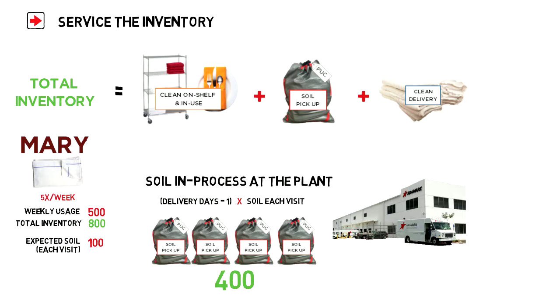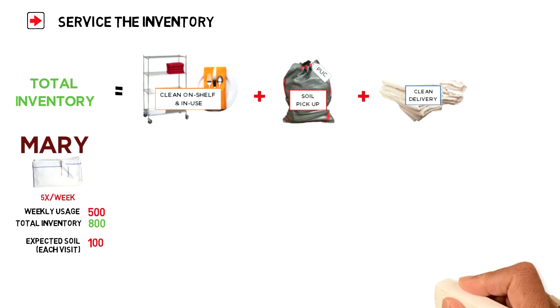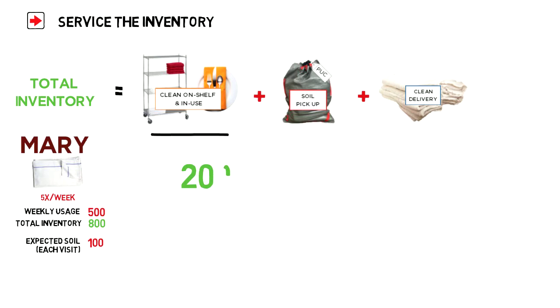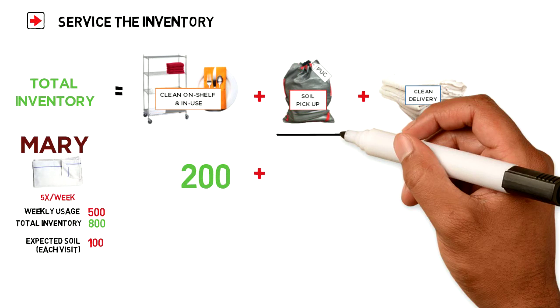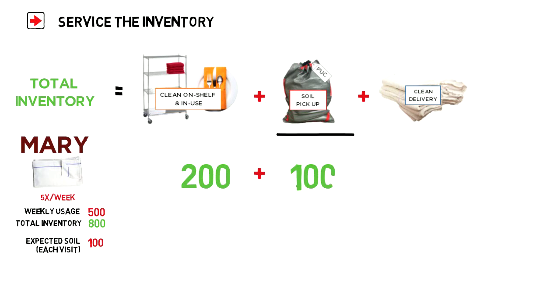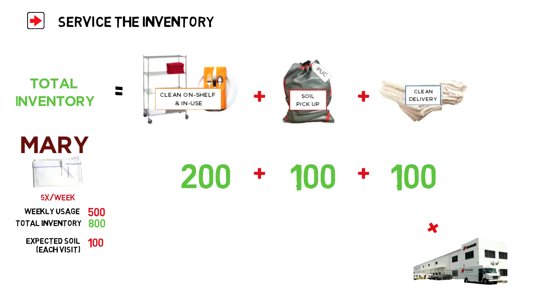When you arrive, you estimate about 200 clean product on hand. There is 1 ergo bag full of soiled towels. That's another 100. You are delivering 100 clean, and, don't forget, there are 400 in process at the plant. Add that up and you get 800, which is exactly the expected inventory for Mary.